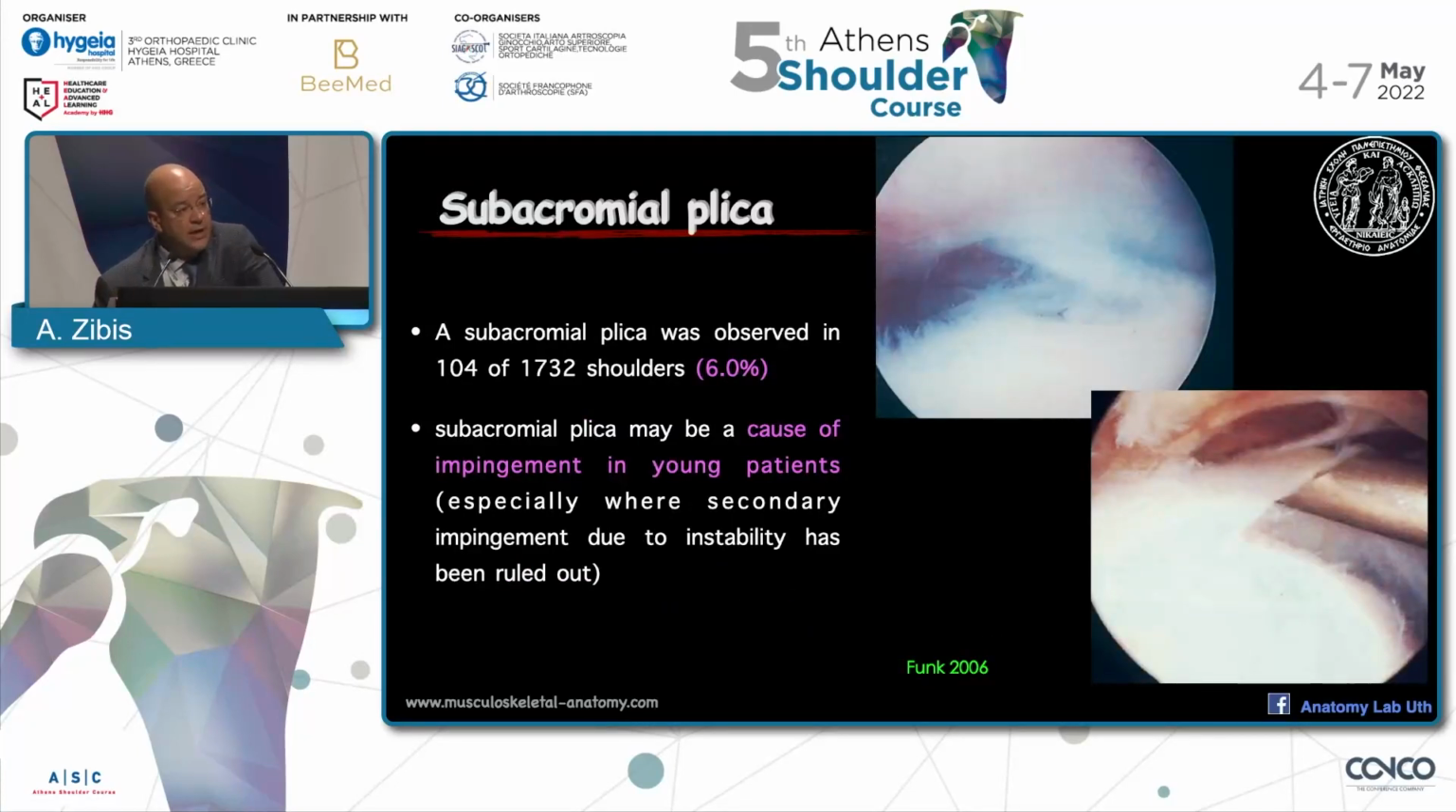Another anatomical variation is the subacromial plica. There is only one study in the literature, with a lot of shoulders, that found 60% of subacromial plica. I don't know how often it really is. But subacromial plica may cause impingement in young patients, especially where secondary impingement due to instability has been ruled out.